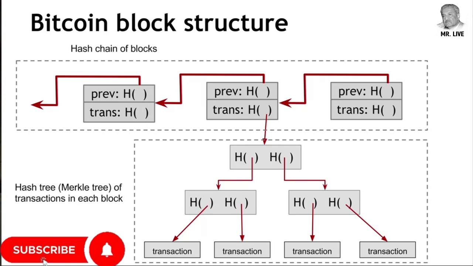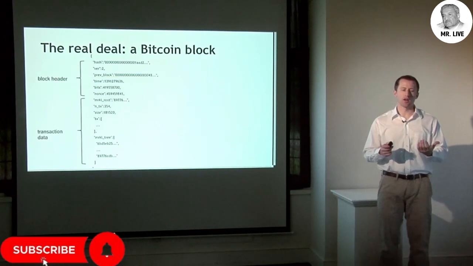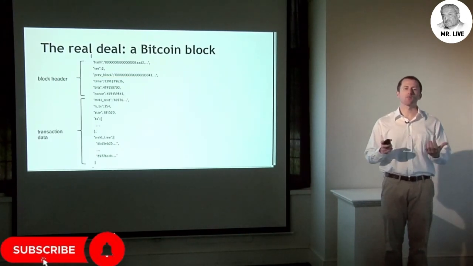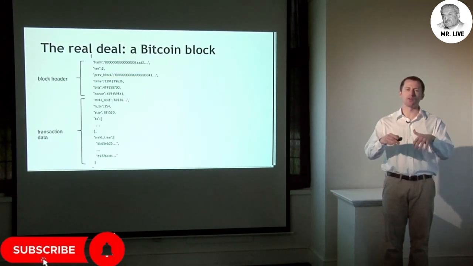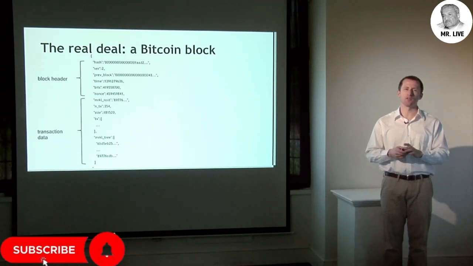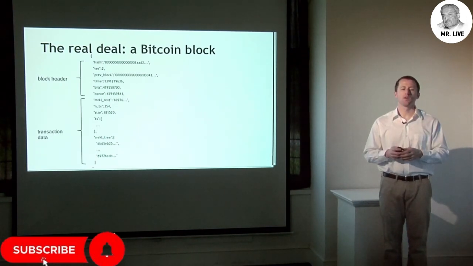So it's easy to provide just the path through the tree, which will be logarithmic in size, to prove that that transaction is included in a specific block. So that's the high-level idea behind a block. What does it look like in practice at the low level? So we'll do another deep dive into the actual data here. This is what a Bitcoin block looks like.